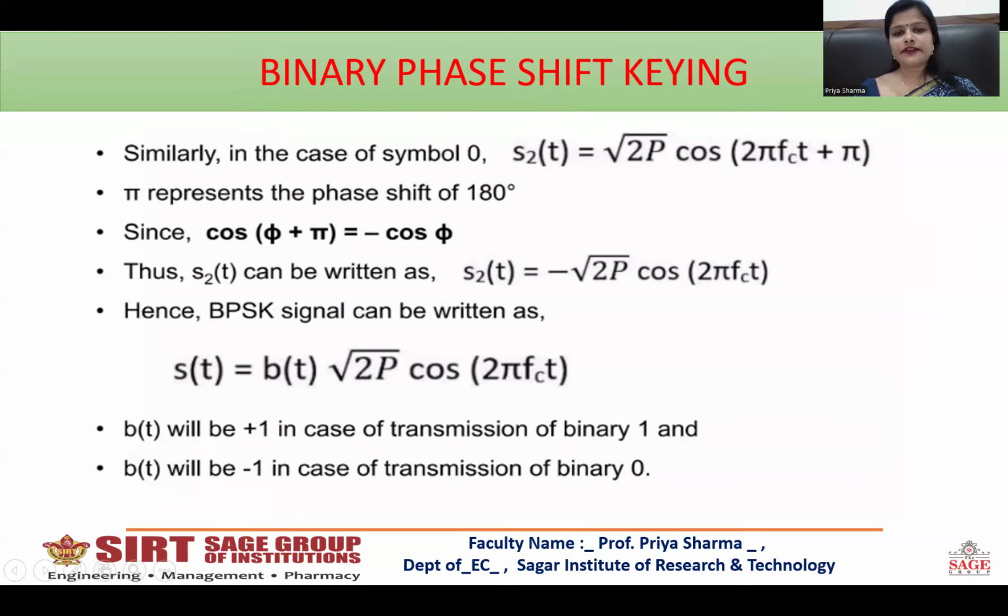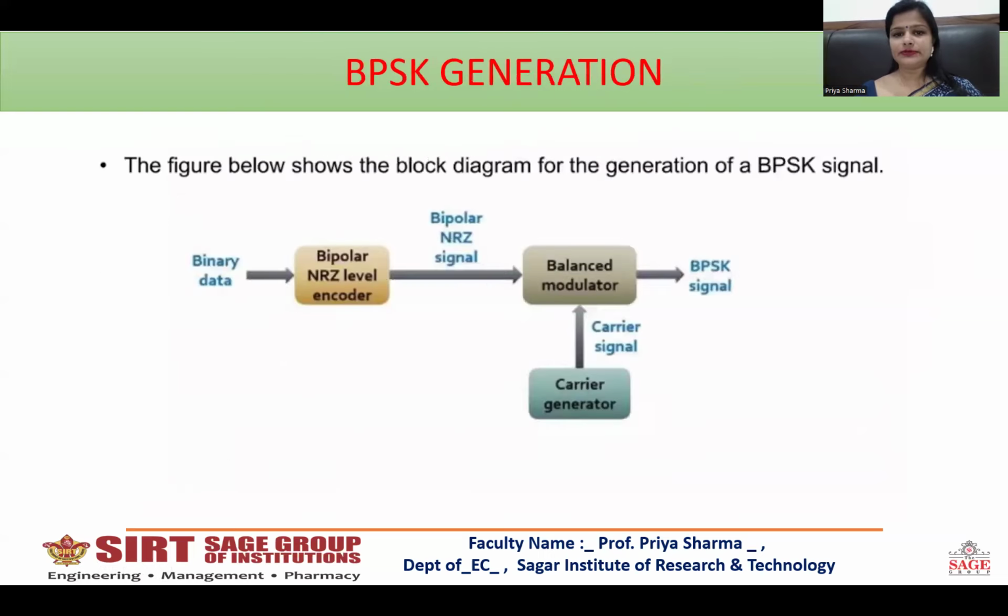Since cos (pi plus phi) is minus cos phi, signal S2 can be written as minus root 2P cos 2 pi fct. Hence, the BPSK signal can be written as s(t) equals b(t) root over 2P cos 2 pi fct, where b(t) will be plus 1 in case binary 1 is transmitted, and minus 1 in case binary 0 is transmitted. This is the BPSK generation.